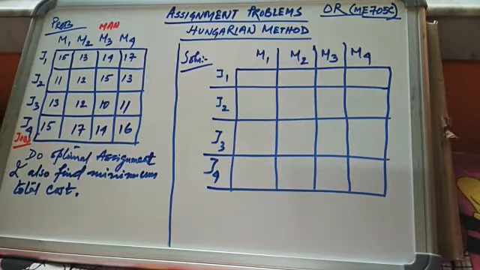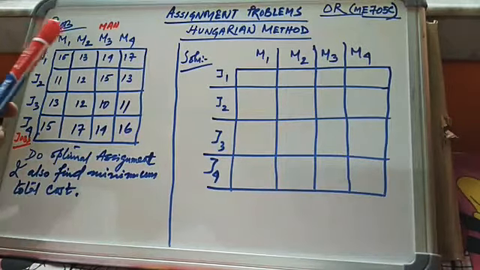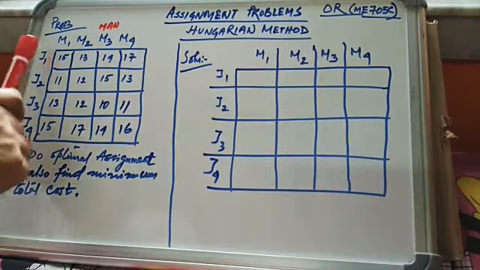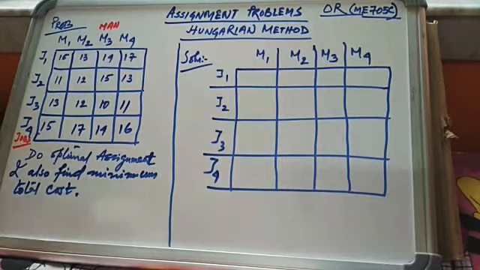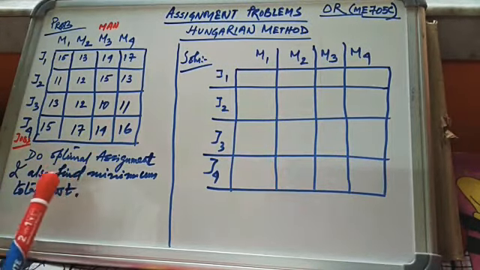So we have the assignment problem today, and we are going to solve this assignment problem by using the Hungarian method. Before applying the Hungarian method, I will read out the problem for you. Here is the problem. You can see this is a decision matrix given over here. These are the men M1, M2, M3, M4, and these are the jobs J1, J2, J3, J4. They have asked to do optimal assignment and also to find the minimum total cost.